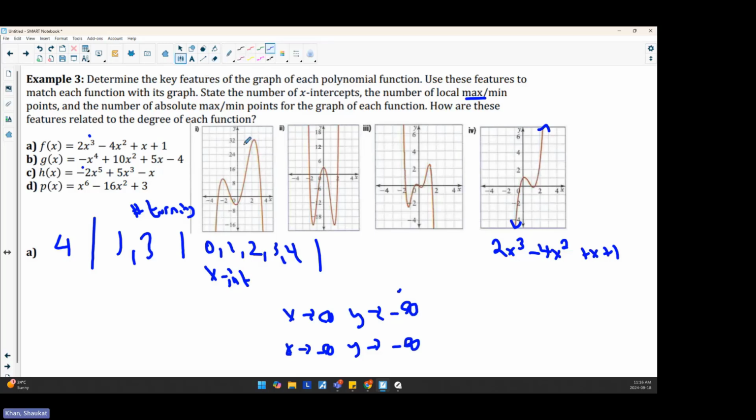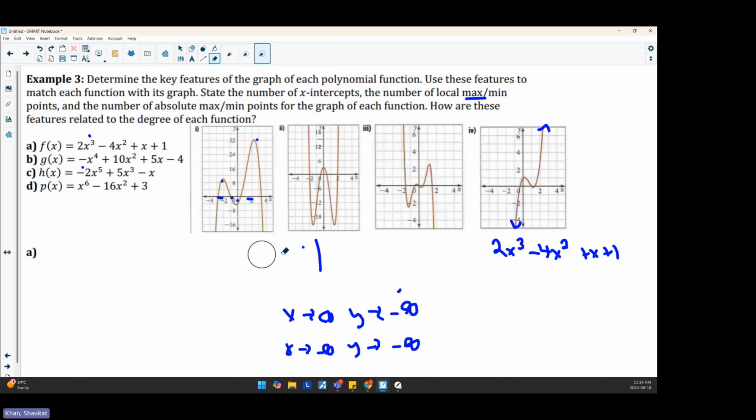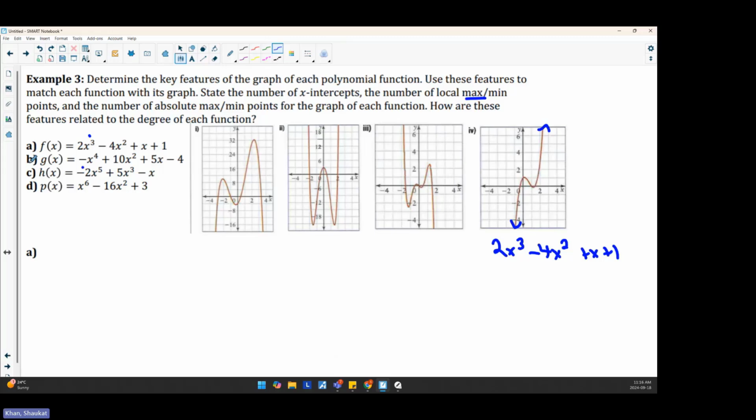So which function is going downwards? We know that this function is going downwards, this function is going upwards, and this function is kind of going across. So I would highly consider this one because it has 3 turning points, which is the amount that's allowed. It has 1, 2, 3, 4 x-intercepts, which is allowed. So I would think our equation for B would match up with the first graph. So yeah, I'll just write B.